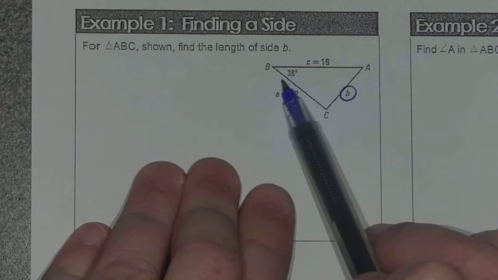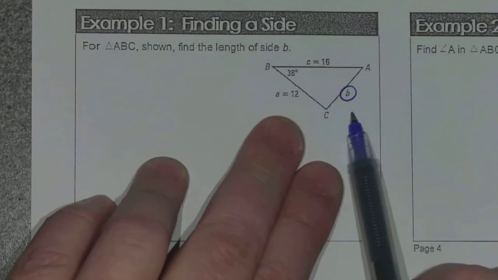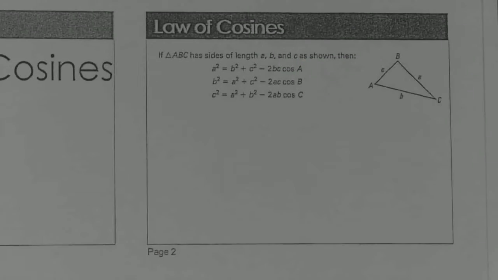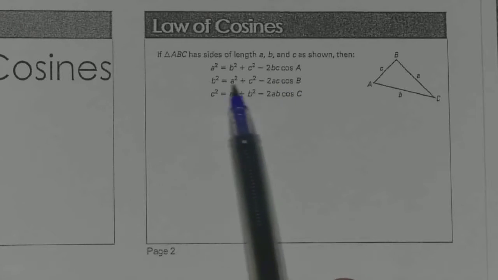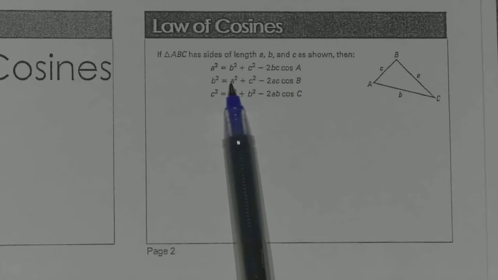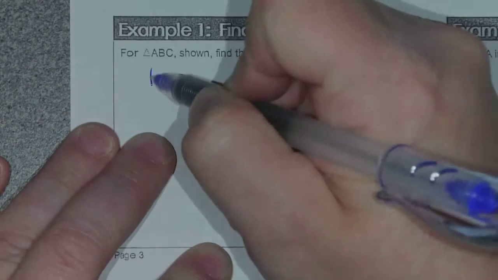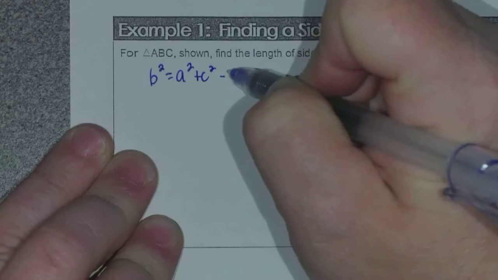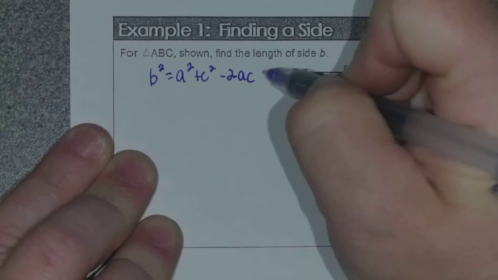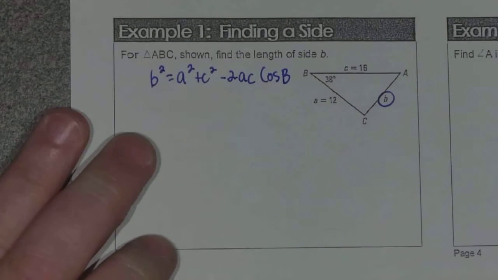So looking at what angle they gave me, angle B, and I'm looking for side B. So if you go back up here, side B and angle B, we're using this middle formula right here. You following me on how I could tell which one to use? All right, so let's write down that middle formula over here so we know that we're using it. So it's B squared equals A squared plus C squared minus 2AC cosine of B.